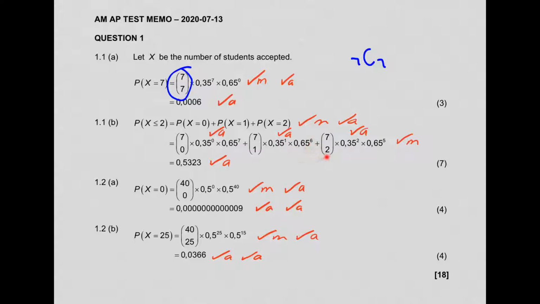And then lastly, 7 choose 2, and we now have the probability of 0.35 that 2 of them will be selected, and then obviously 5 is the exponent of the 0.65 to give us 0.5323. All right, obviously a lot higher odds that at most 2 girls are accepted than all 7 girls.